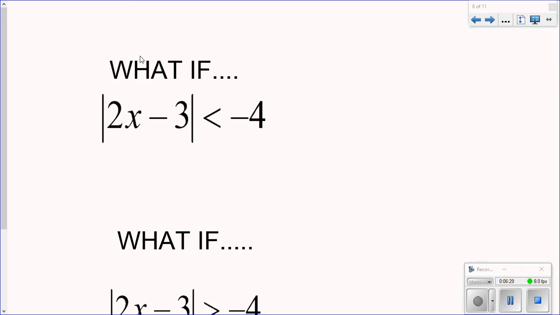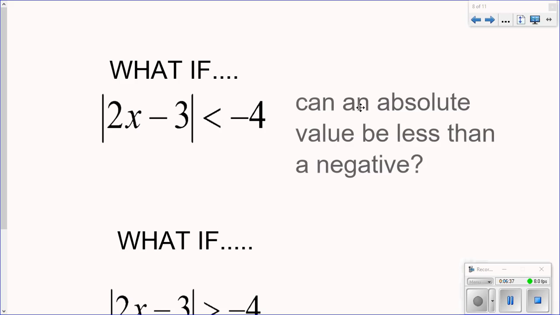Alright, now what if all this stuff happens? What if the absolute value of 2x minus 3 is less than negative 4? Can an absolute value be less than a negative number? Well, the only thing less than a negative number is more negatives. So an absolute value can't be less than a negative number, so that's an example where you're going to have no solution.